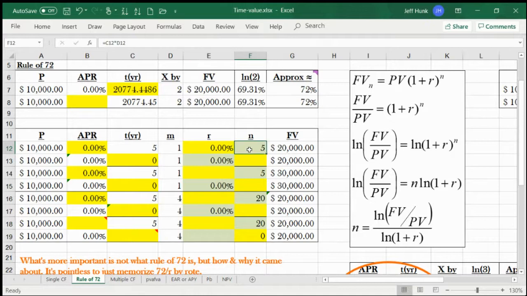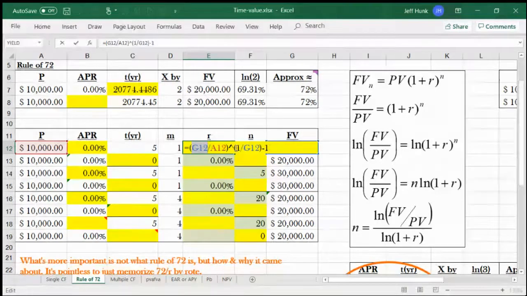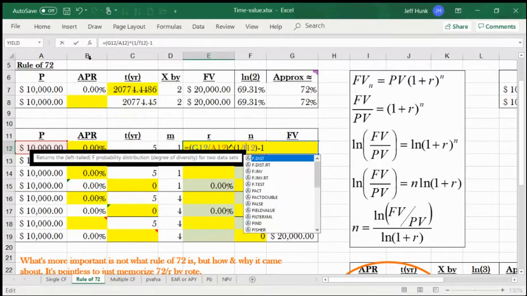Why is it giving me this? G12 over A12. Oh no, this was G12. This has to be, oh yeah, that's G12, correct? This is F12. I'm sorry, that was F12, right?